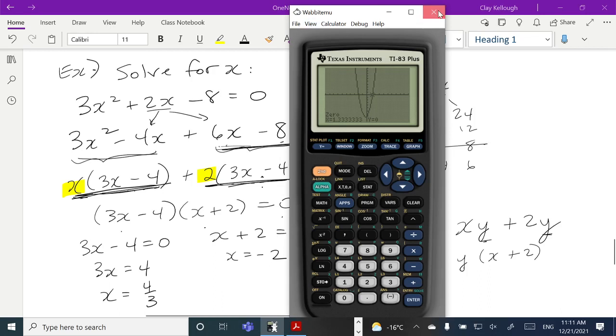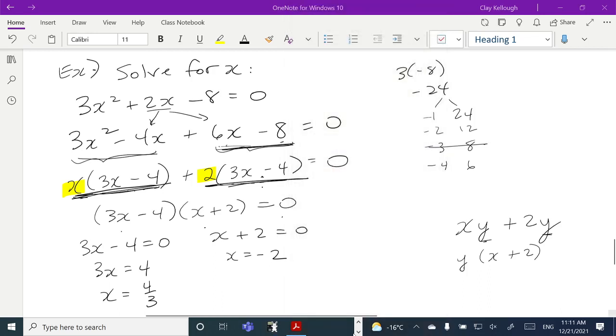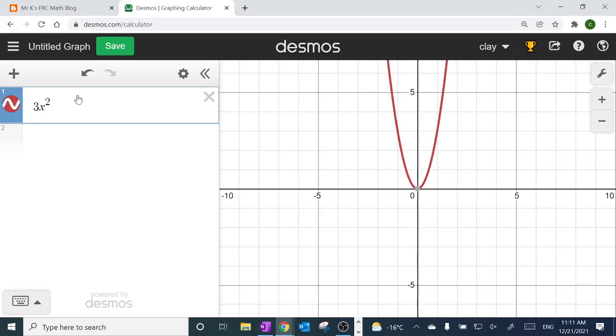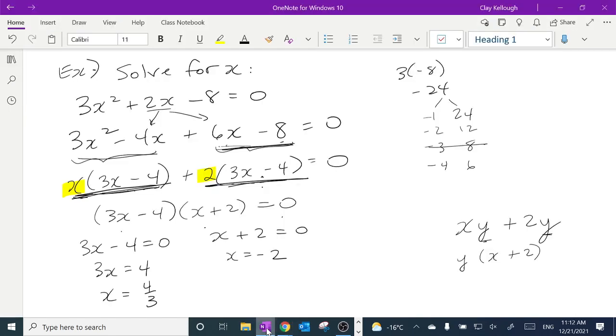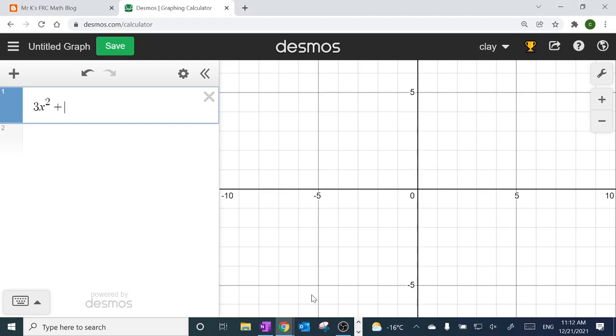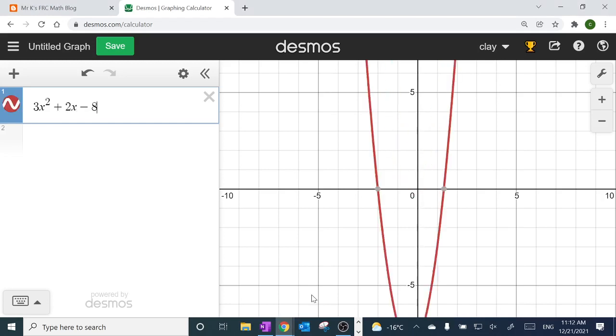That's the TI way. On Desmos, it looks like this. With Desmos, you don't even actually need to do a y. Just enter 3x squared. What was the equation again? I forgot already. Plus 2x minus 8, thank you. So plus 2x minus 8, and there it is. One answer is -2, and the other answer is 1.3 repeating.